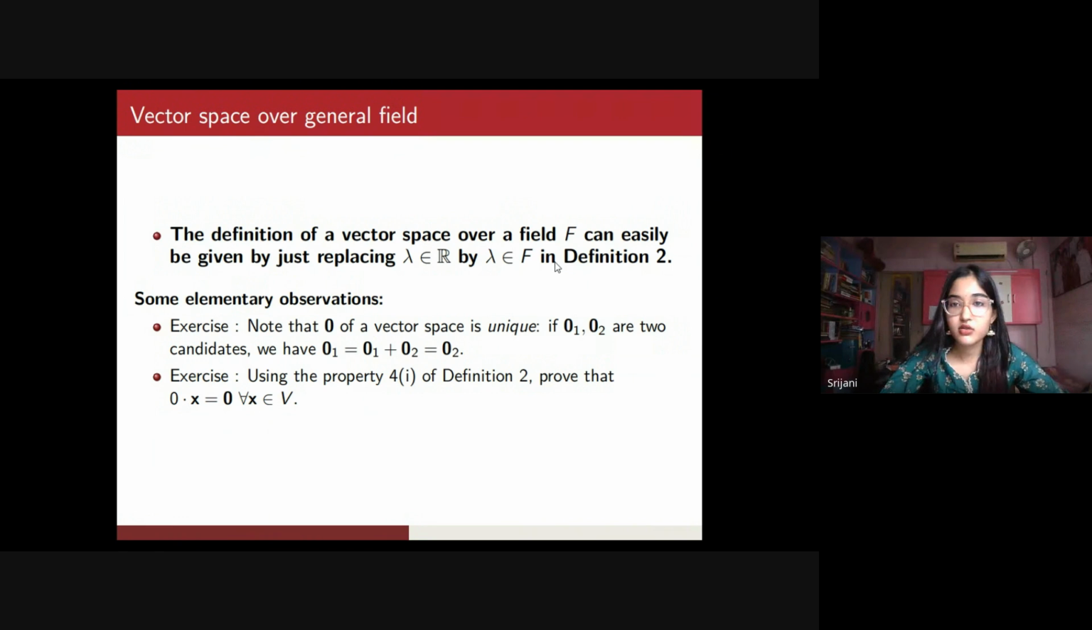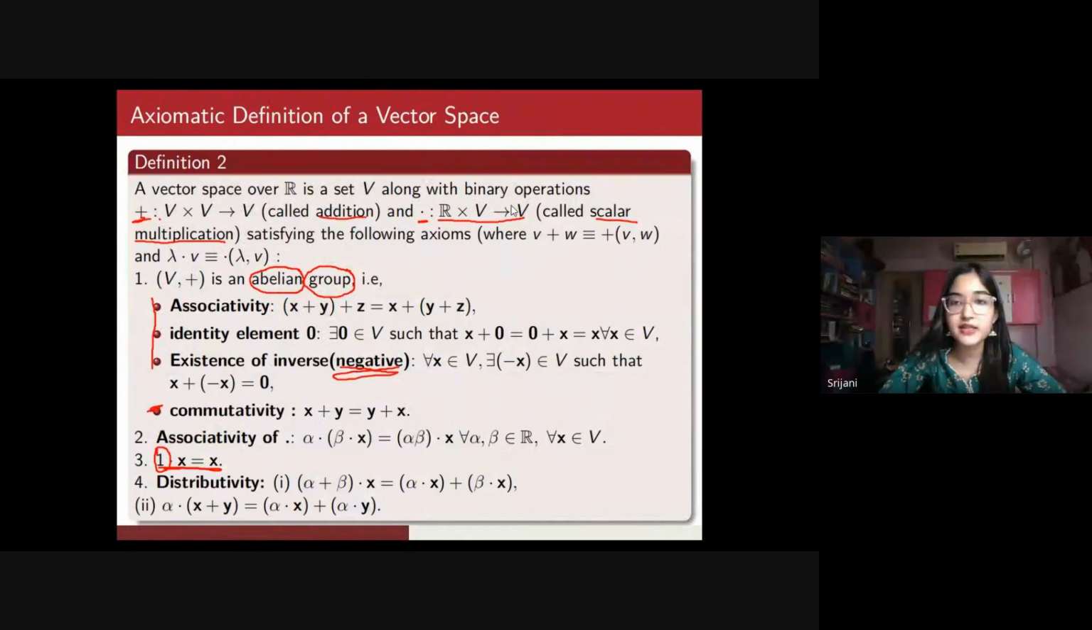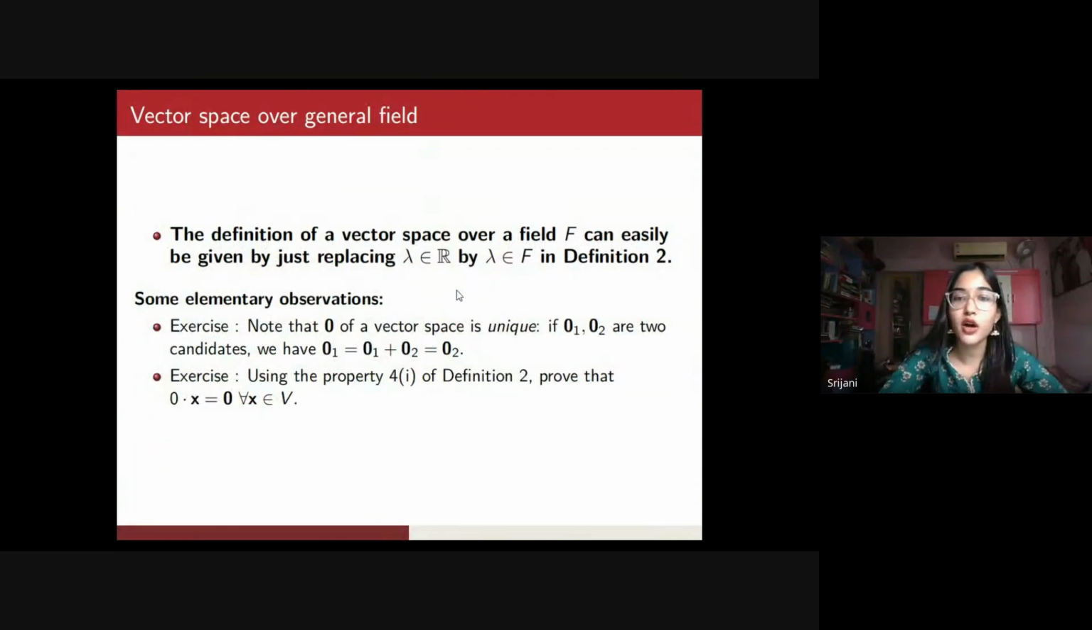So here you just replace this lambda. Instead of lambda in R, we will say lambda belongs to a field. So we will say a vector space is defined over a field. Now these are two exercises: firstly, the zero of a vector space is always unique. Why? If you have two such elements 0_1, 0_2, first I use the property that 0_2 is a zero element. So using the definition, 0_1 plus 0_2 will be 0_1. But 0_1 is also a zero element, so this will also be equal to 0_2. Hence 0_1 equals 0_2.